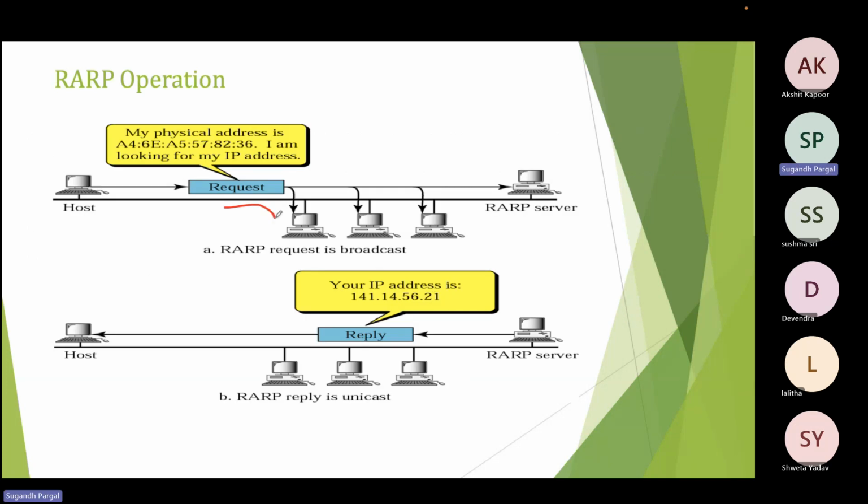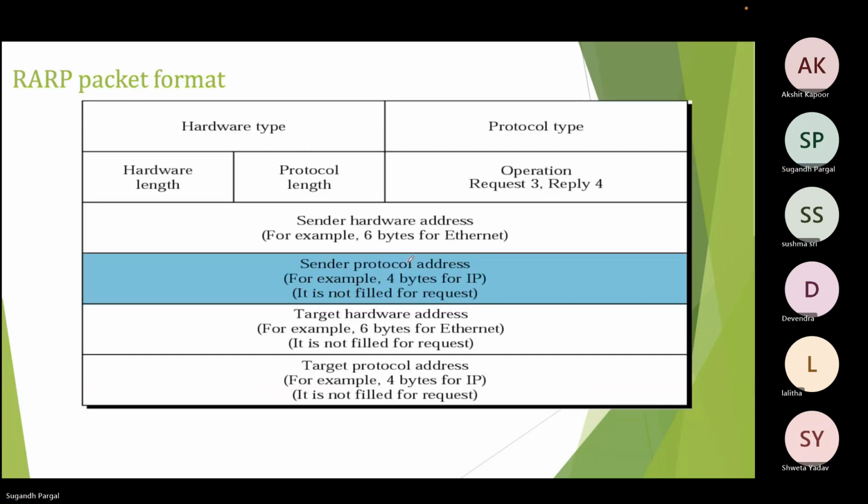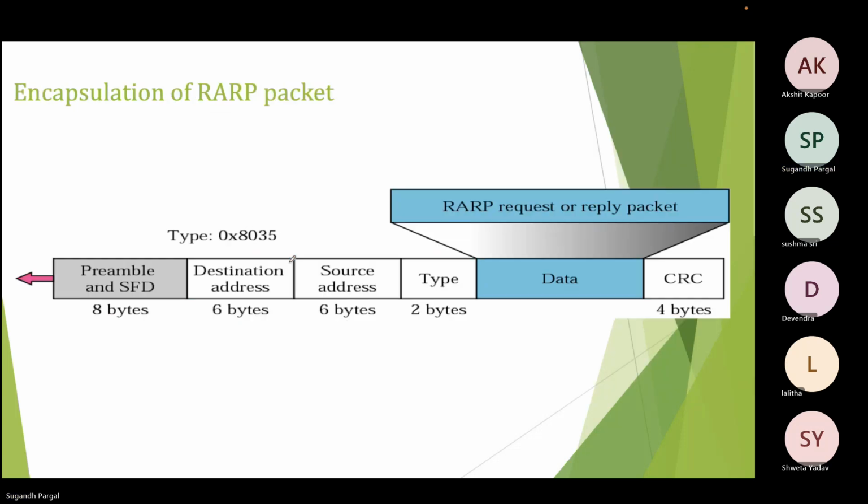So here the RARP request is broadcast and the reply is unicast. The RARP packet format is very similar to ARP. In this, only the sender protocol address is not there. However, the sender's hardware address is there, and we have the target hardware and protocol address. So accordingly, we get to know the sender's IP address. It is also encapsulated in the data field.